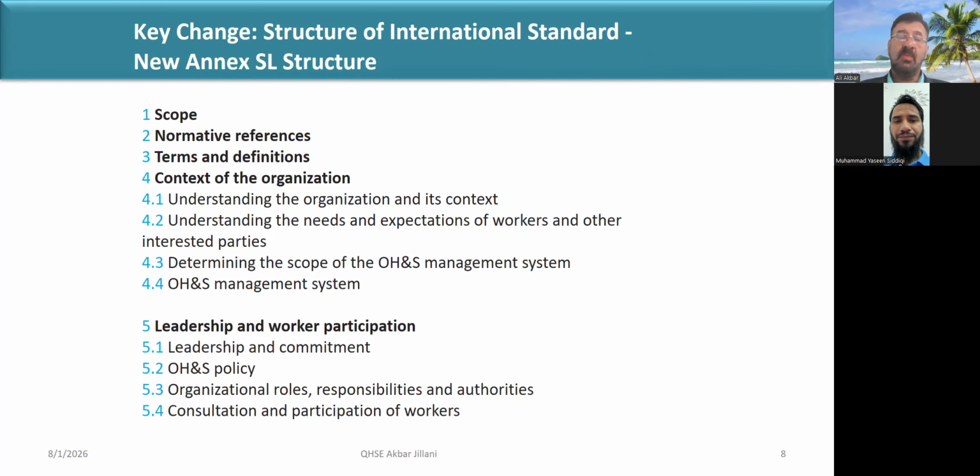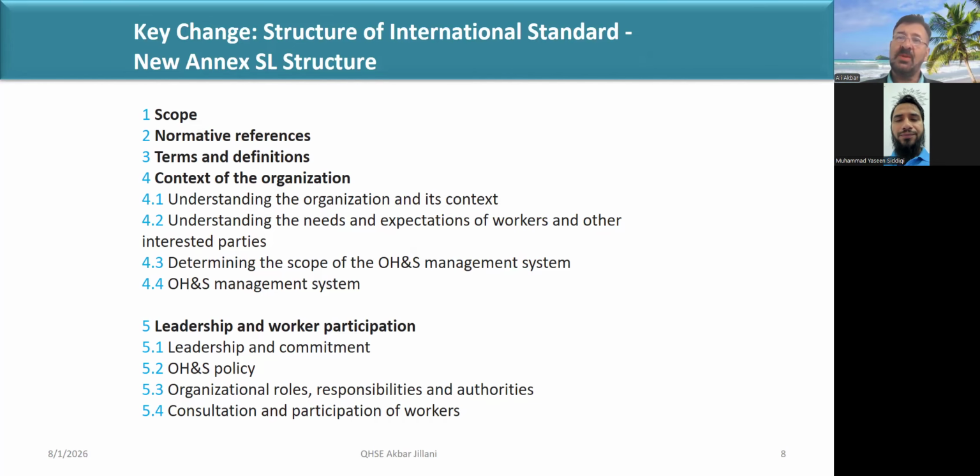So there will be a proper structure. And what's the structure like? We are now talking about ISO 45001, so the policy will be in class number 5.2. Similarly, the quality policy in ISO 9001 will also be in 5.2. The environmental policy also will be in 5.2, and in food safety 5.2.